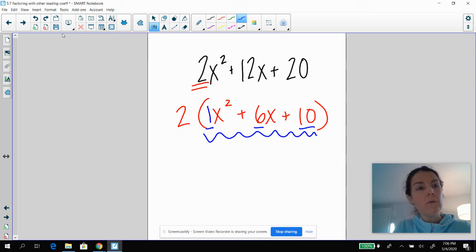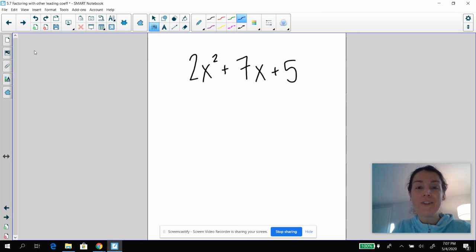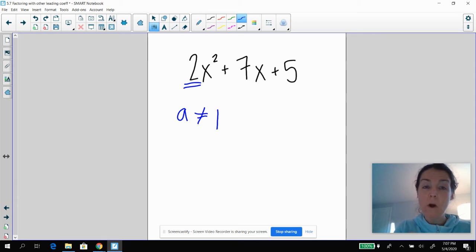But what if I gave you a quadratic expression that looked like this? My a is still 2 here. My leading coefficient is 2. But can I take a 2 out of every term? The answer is no. So we're going to talk about how you factor something that looks like this. Do you see how my leading coefficient, my a, is not equal to 1? And it's not something I can just factor out. That's why these are different.